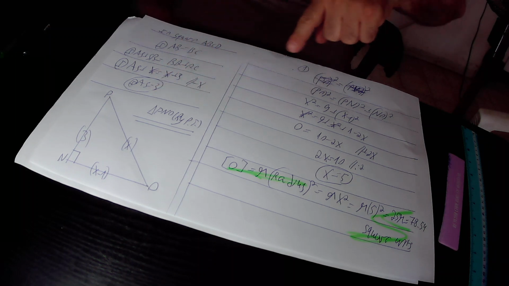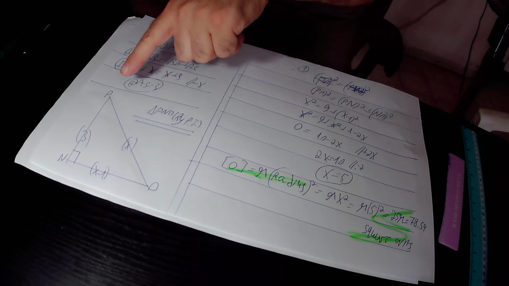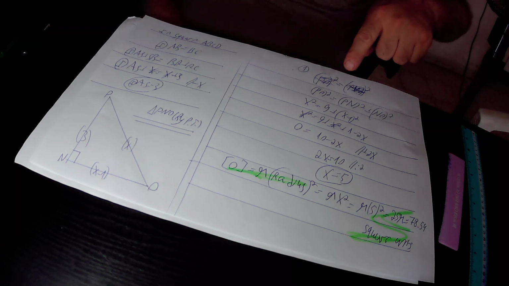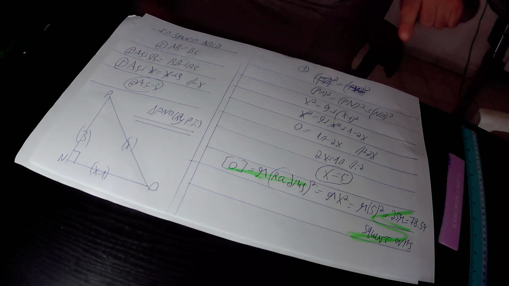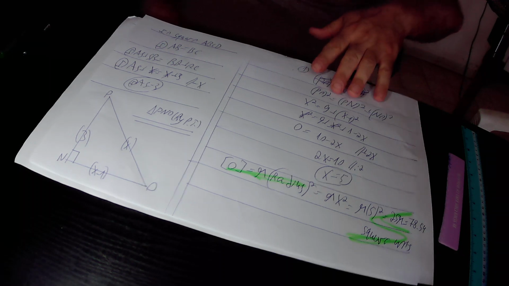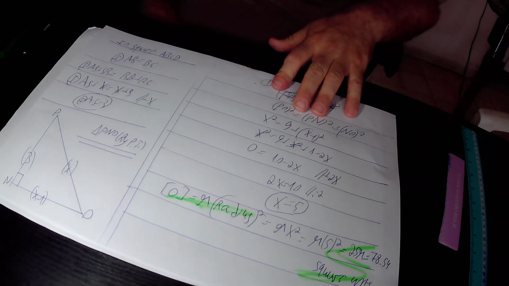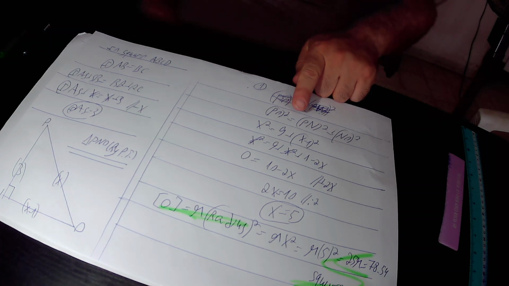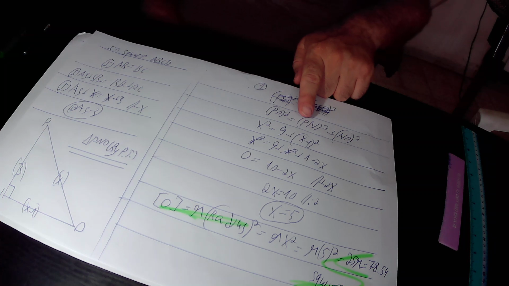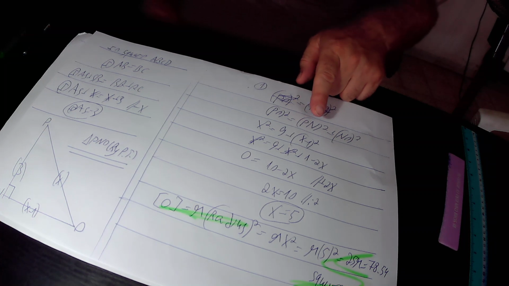PO is x, therefore PO squared is x squared, and it is equal to PN squared. PN is 4, therefore PN squared is 16, plus NO squared. NO is x minus 1, therefore NO squared is x minus 1 squared. So in total, according to the Pythagoras theorem, in the right triangle PNO, x squared equals 16 plus x minus 1 squared. Expanding, x minus 1 squared equals x squared plus 1 squared, that is 1, minus 2 times x times 1, that is minus 2x.